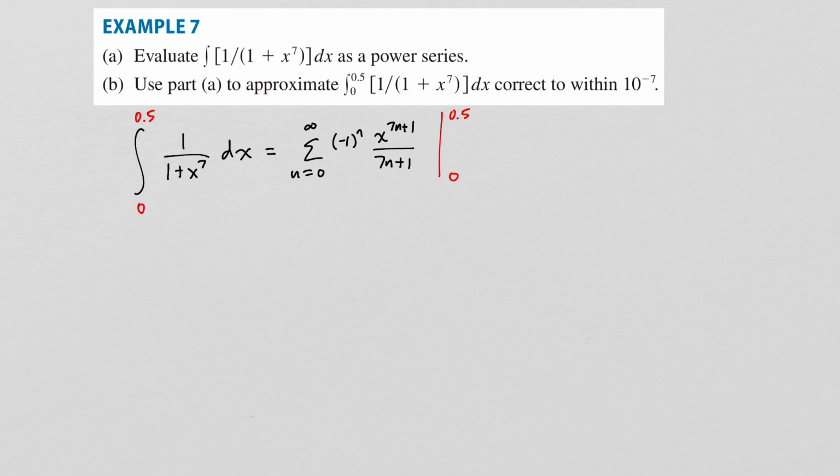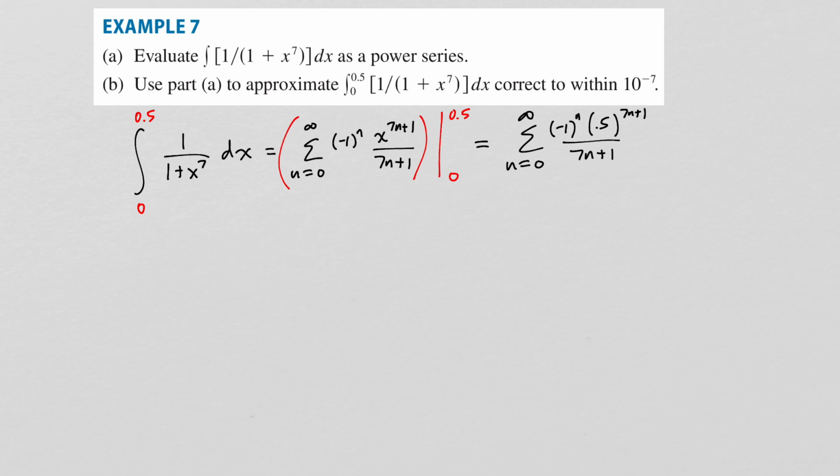And of course, to evaluate, you use the fundamental theorem of calculus, which means you're going to plug in 0.5 for x minus, and then plug in 0 for x. Well, when you plug in 0, you get nothing. So all you have to do is plug in 0.5. And so this becomes the sum n equals 0 to infinity, negative 1 to the n, times 0.5 to the 7n plus 1 divided by 7n plus 1.